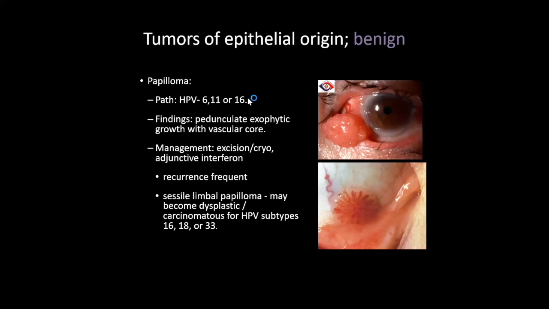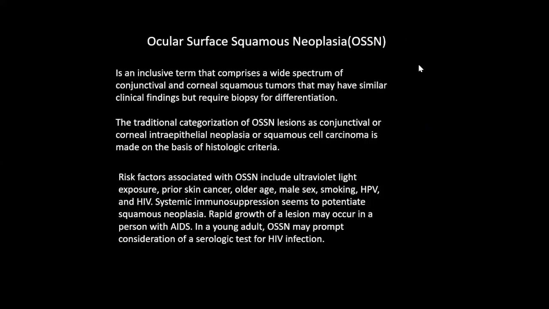Tumors of epithelial origin, the benign ones. We have papilloma, which tends to be associated with HPV 6, 11, and 16. You have the pedunculated exophytic type, as you can see here. Then we have the sessile type. The management involves excision, cryotherapy, then adjunctive interferon. It has a very high recurrence, so you must take note of that. Very high recurrence.